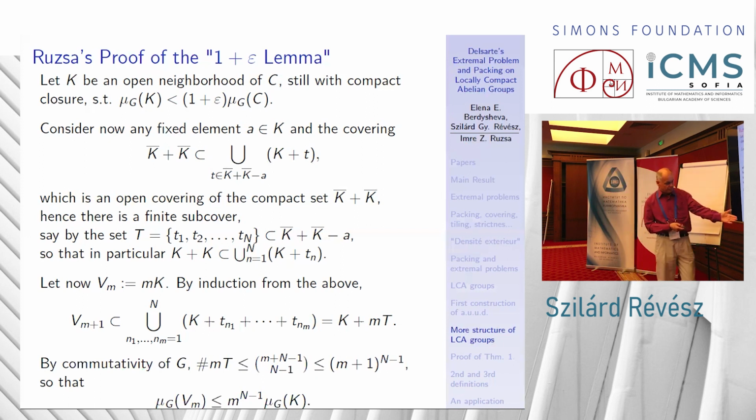So the measure of Vm is less than m to n minus, m to n minus 1 times the measure of K. K is here, and here is the number of translates. We have that many translates. There is a shift of indices here, so m plus 1, so therefore I can write it.